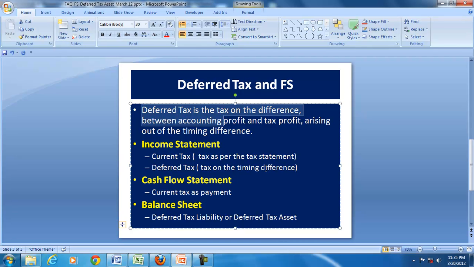Once the deferred tax is calculated, the deferred tax is shown in the income statement, and we'll see in this session the deferred tax may be positive or negative, and the current tax is the tax calculated as per the tax laws. The cash flow statement will show the actual current tax calculated as per the tax laws, and the balance sheet will show either the deferred tax liabilities or deferred tax asset, or a net of deferred tax liabilities and deferred tax asset.